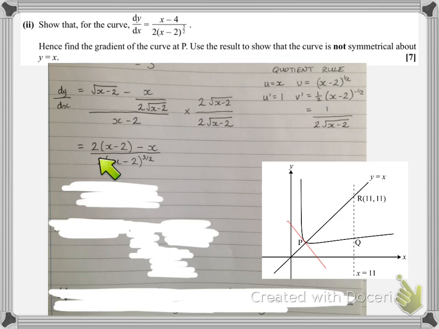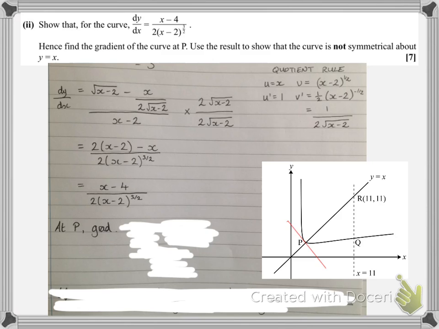And then the denominator, we've got x minus 2, which you could think of as x minus 2 to the power of 1, multiplied by x minus 2 to the power of a half. So if we add the powers, that's x minus 2 to the power of 3 over 2. And don't forget we've got this 2 here as well. And then if we multiply out the brackets there, we've got 2x minus 4, and then 2x minus x will leave us with x. So we've got x minus 4 in the numerator, and 2 brackets x minus 2 to 3 over 2, which is what we were required to get.